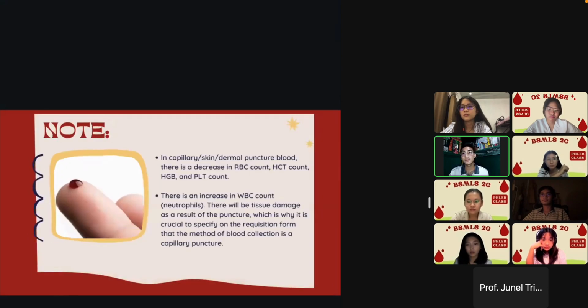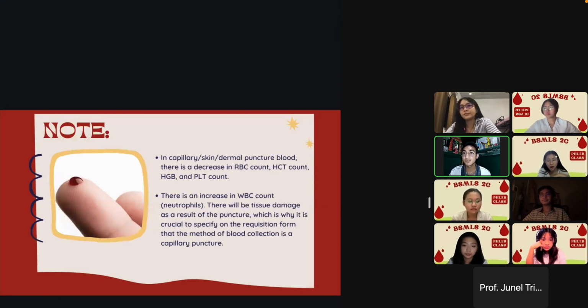It should also be noted that in capillary or dermal puncture blood, there is a decrease in RBC count, hematocrit, hemoglobin, and platelet count. However, there is an increase in white blood cell count, particularly neutrophils. There will be tissue damage as a result of the puncture, which is why it is crucial to specify on the requisition form that the method of blood collection is capillary puncture.